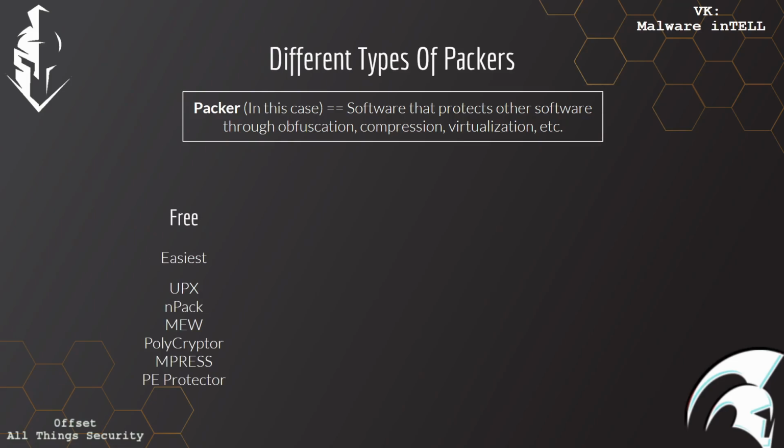So in the free category, we've got UPX, NPack, Mew, Polycryptor, Enigma, and PE Protector. UPX is probably one of the most popular ones. It's extremely easy to unpack. Just download UPX and then use the command line upx -d.